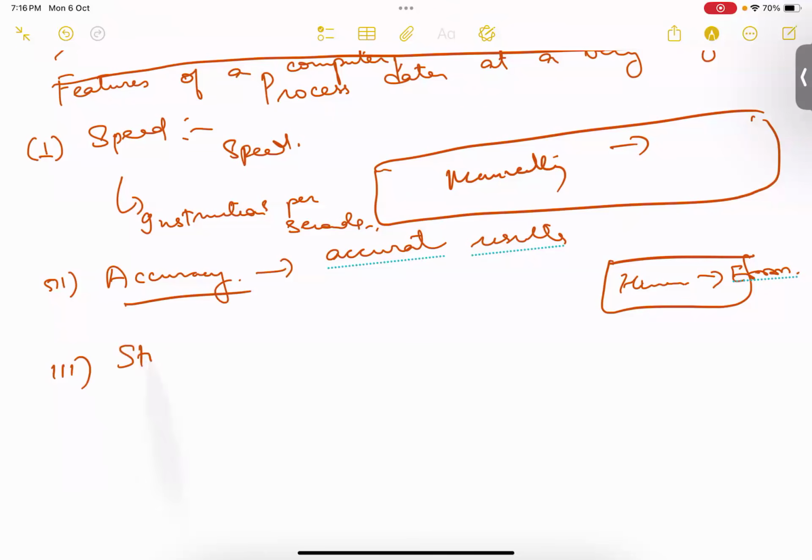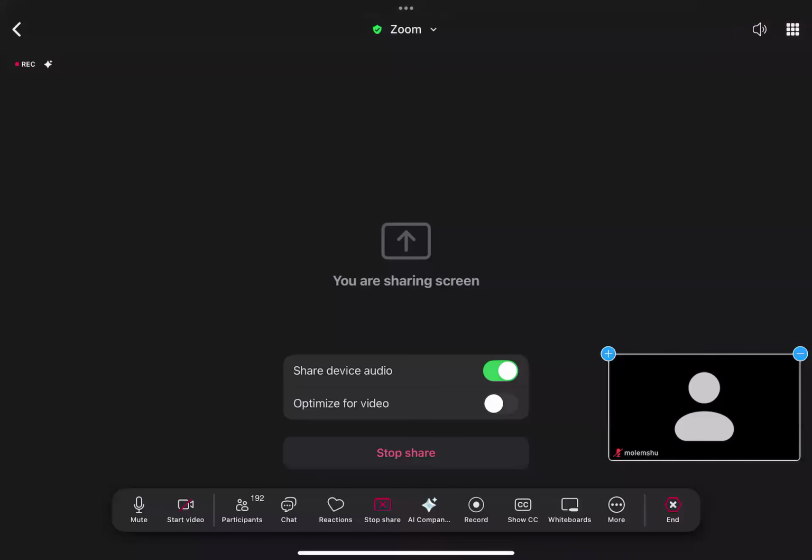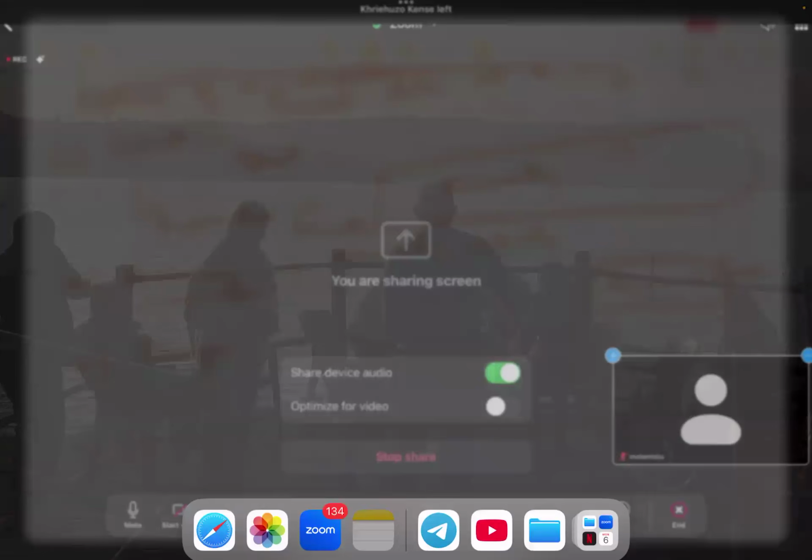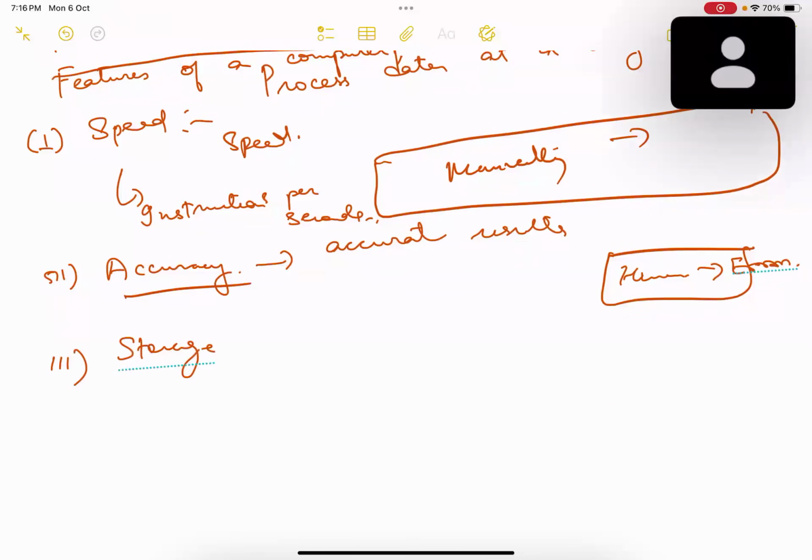Thirdly, we have the storage capacity. The storage capacity of a computer system varies. Every computer has a different storage capacity, depending upon how much money you pay. But nonetheless, a computer system can store a large amount of data.